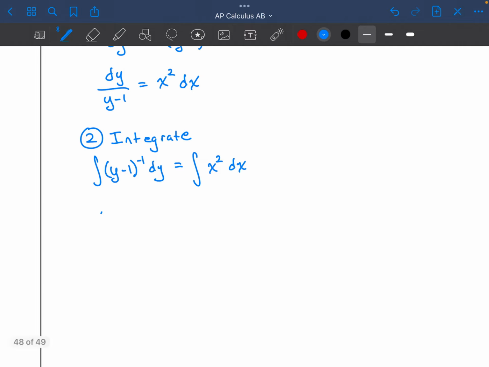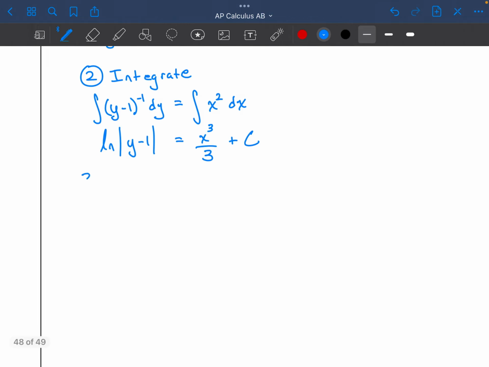So the answer here is going to be natural log of the absolute value of y minus 1. Okay, left-hand side, complete. Right-hand side, well, x is going to go up to the power of 3, divide down by the 3, and don't forget your plus c. You get a whole free point for just remembering that plus c right there. All right, so integration, complete.